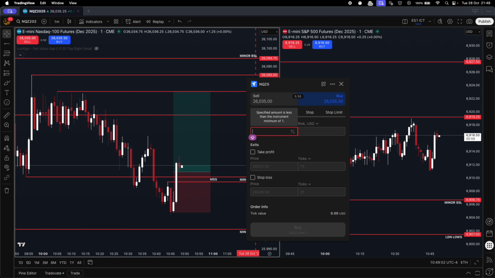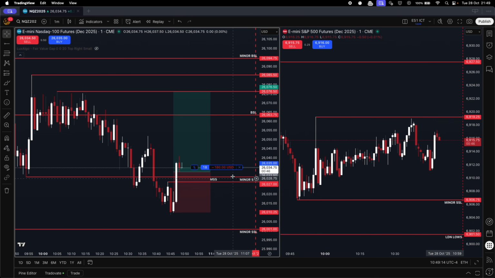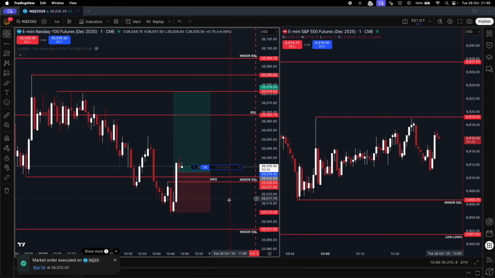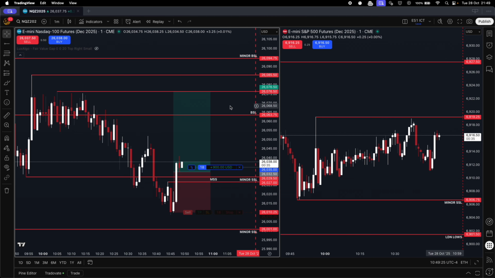18 contracts. I'm monitoring ES for an entry there. Alright, let's take a look. Let me just get my other account. All good. Alright, ES just tapped the gap, so I'm in on NQ. And I'm running a stop placement at this area here. So that's a sell stop.